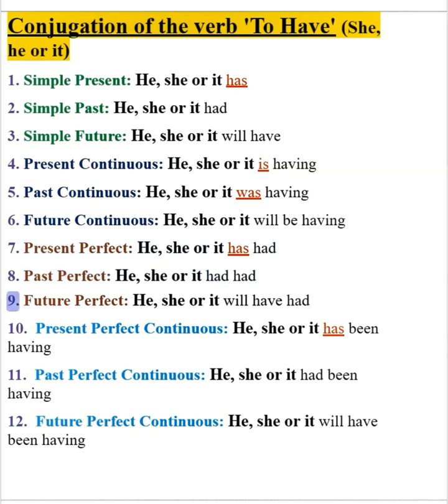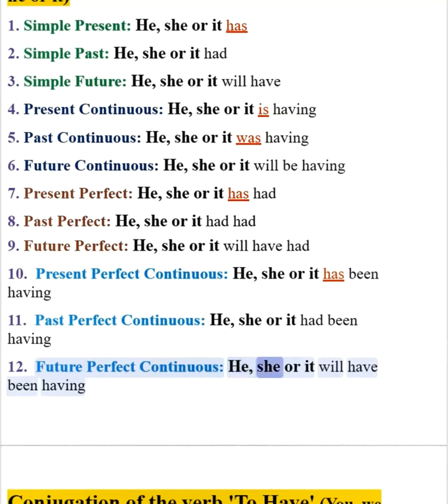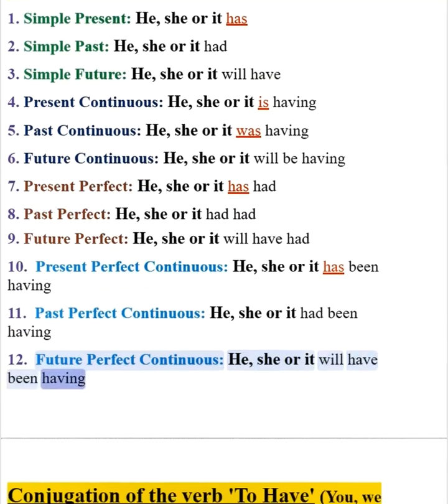9. Future perfect, he, she or it will have had. 10. Present perfect continuous, he, she or it has been having. 11. Past perfect continuous, he, she or it had been having. 12. Future perfect continuous, he, she or it will have been having.